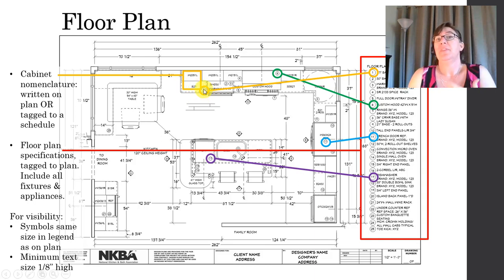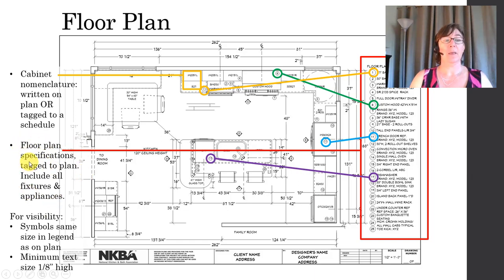But there's more information than can be written on the plan, and therefore this designer has chosen to tag this cabinet to the schedule. It says number 1 here, 7-inch base with breadboard. That kind of information was too much to write on the plan, and so they pulled it out to the specifications. So let's talk about those floor plan specifications.